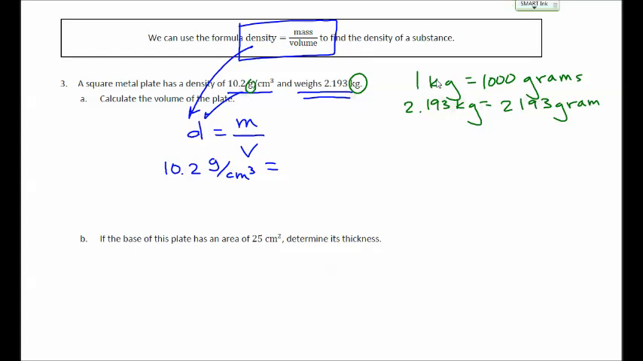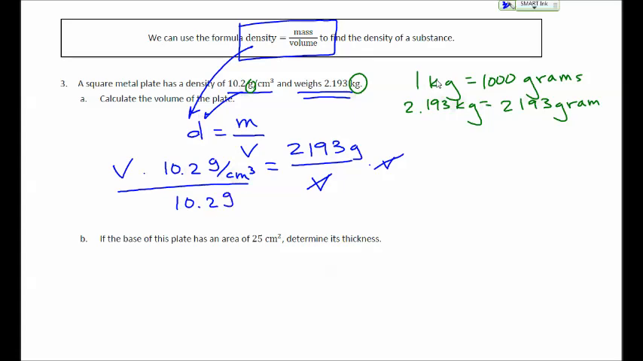So that's what it is in terms of grams, and I'll use grams so that I keep all with the same unit. So the mass in grams is 2,193 grams divided by the volume, and we don't know what the volume is yet. Okay, to solve this, I am going to use some algebra, multiply both sides by the volume to get the volume out of the denominator, and then I will divide both sides by 10.2 grams per cubic centimeter to keep it equal.